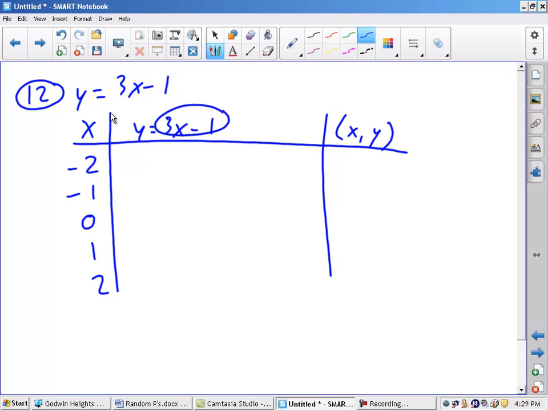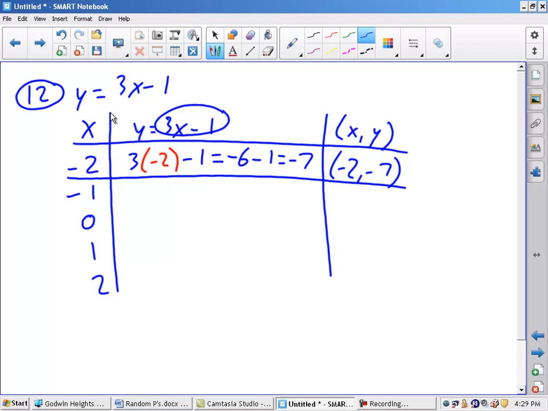If you plug it in, I have 3 times -2 minus 1. Well, 3 times -2 gives me -6. Then I subtract 1 from that and I get -7. So I put in -2 and I got out -7. That's my ordered pair. That's one. The second one, I do 3 times -1 minus 1. That gives me -3 minus 1, which gives me -4. So I put in -1.